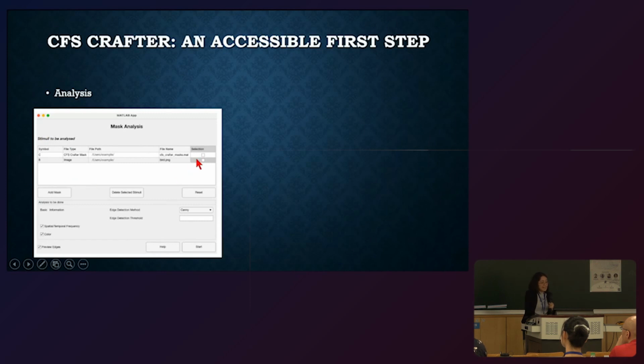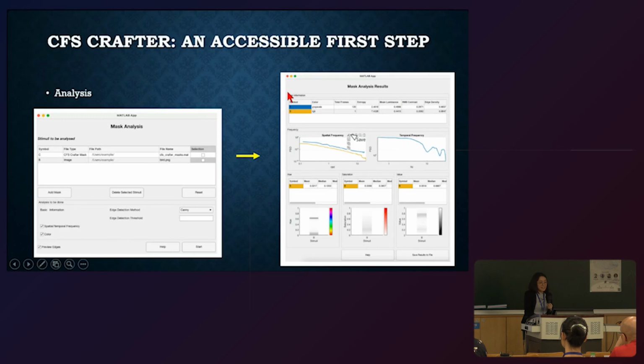For analysis, if you click on the module, you can add your mask and your target, and then select some of the properties you want to analyze, like edge detection and basic color analysis, because color analysis is much more involved. Then you can get analysis results. This is for the spatial frequency and temporal frequency content of the mask. And this is the color analysis, where we output the hue, saturation, and value results. The results are presented like gel electrophoresis, so the more dark bands, the more of that content.